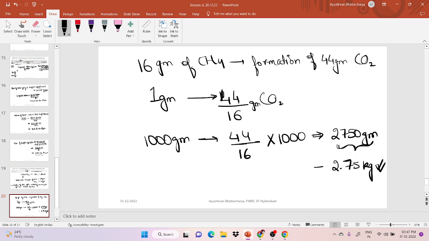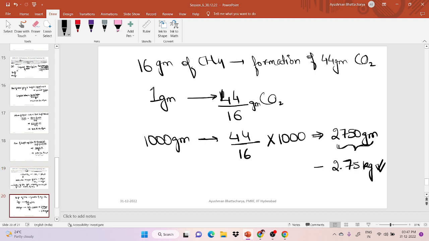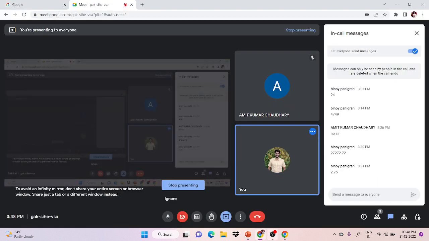So we applied the unitary method: how much it will be for 1 gram, and then in the question they are asking in kg, for 1 kg. See, here they are mentioning while oxidizing 1 kg of CH4 to the end product. So 1 kg of CH4 basically means 1000 grams. We calculated 2750 grams, but in kg it will be 2.75 kg. So yes, is it clear?